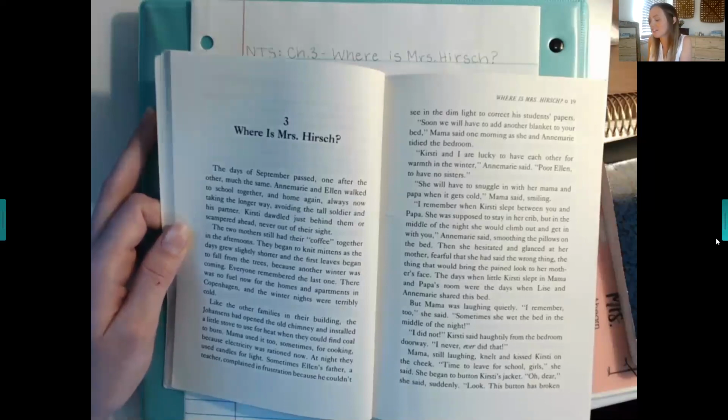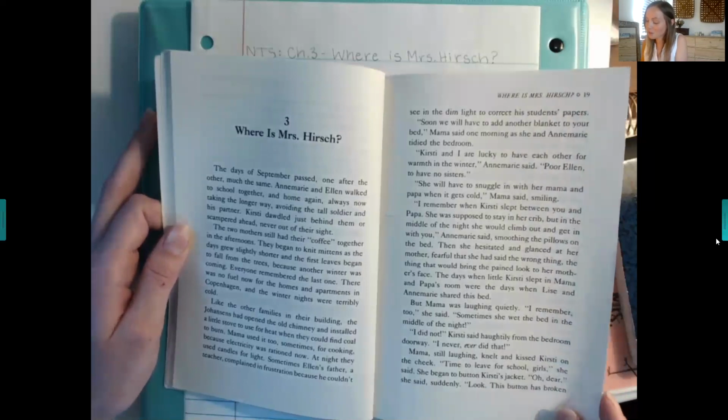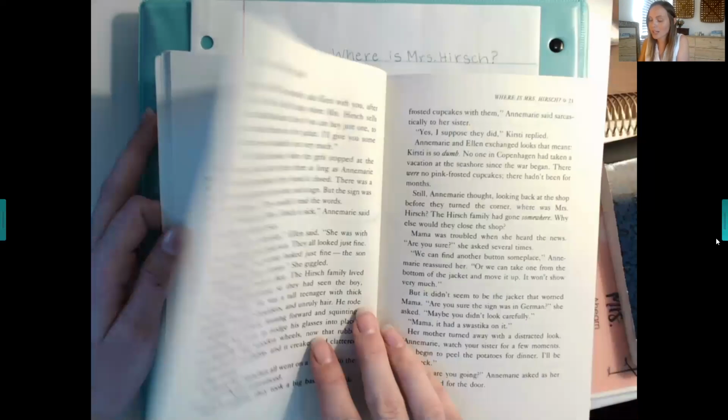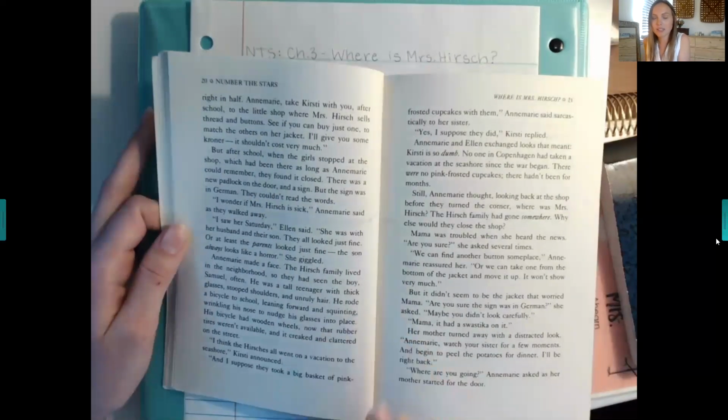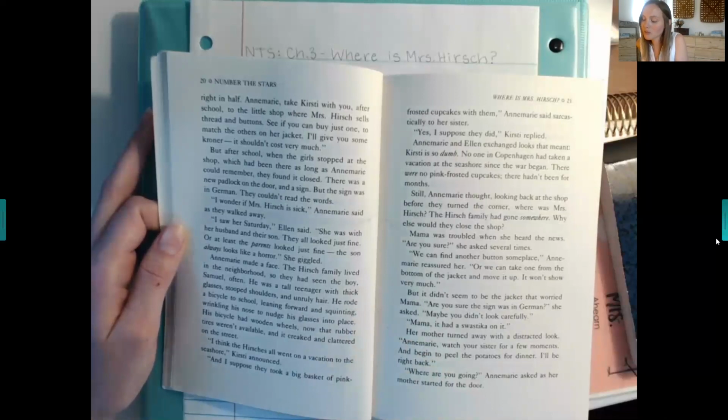Mama, still laughing, knelt and kissed Kirsty on the cheek. "Time to leave for school, girls," she said. She began to button Kirsty's jacket. "Oh dear," she said suddenly. "Look, this button has broken right in half. Anne-Marie, take Kirsty with you, after school, to the little shop where Mrs. Hirsch sells thread and buttons. See if you can buy just one to match the others on her jacket. I'll give you some kroner. It shouldn't cost very much."